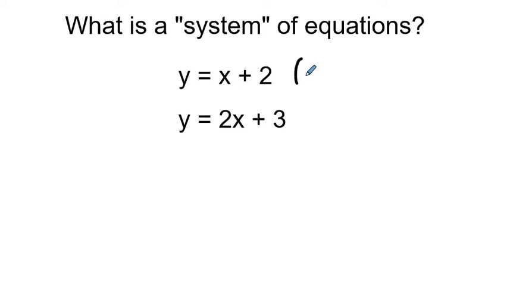For example, (1, 3) is a solution for this equation. When x is 1, y is 3. That makes it true. But it is not a solution to this one. If x is 1, then y would be equal to 5, which is not the same thing. Likewise, in this one, if x were 2, y would be equal to 7. But if x were 2 in this one, then y would be equal to 4. So we can see that even though it is a solution to one of the equations, that doesn't necessarily mean it is a solution to both of them.